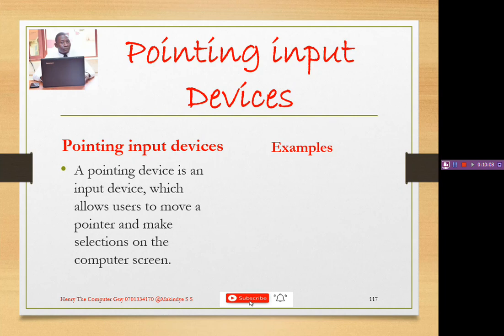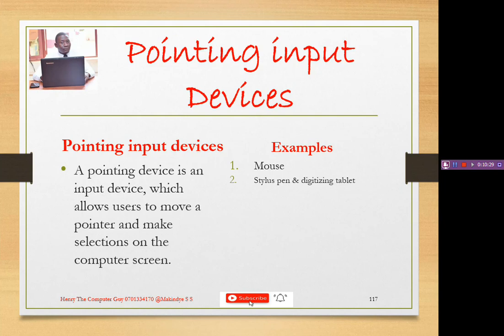So let's look at some examples of these devices. We have a mouse. You want to select items, you can use it. It is that standard input device that can help us to make selections on the screen. It has 3 buttons: the left, the scroll wheel, and the right button at times.